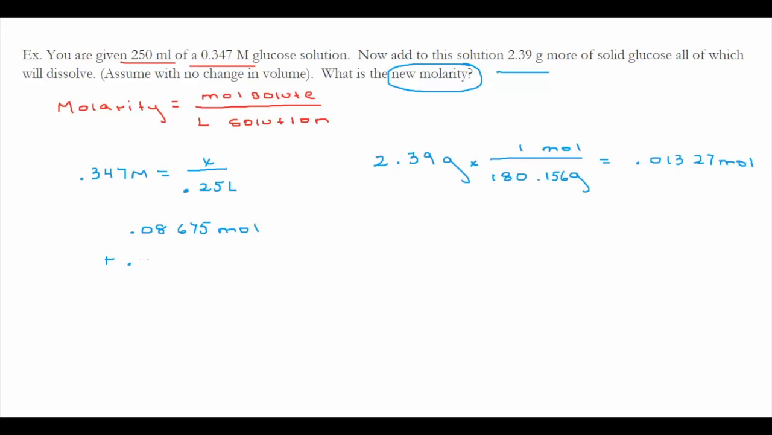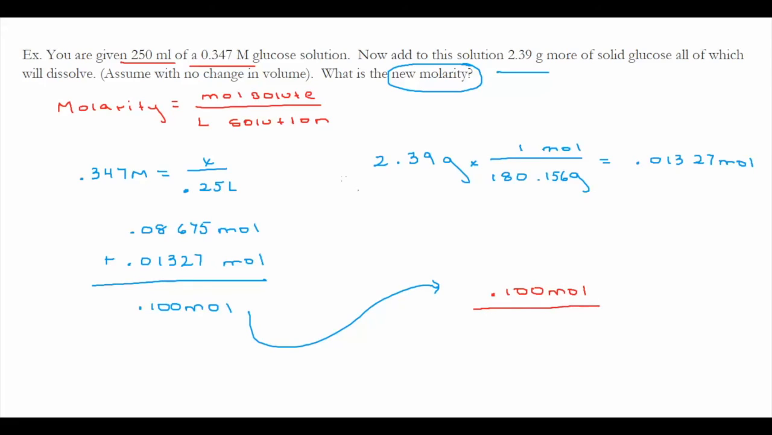So I'm going to add these two values together, adding to this 0.01327. The total that I get here is approximately 0.100 moles. So I've taken 0.100 moles, and now I need to find the concentration. I need to take that total number of moles and divide it by the volume. Notice that this problem notes that you do not change the volume by adding the sugar. So my initial volume stays the same. I'm going to divide that by 0.25 liters. And so what I get for my new concentration is 0.40 molar.